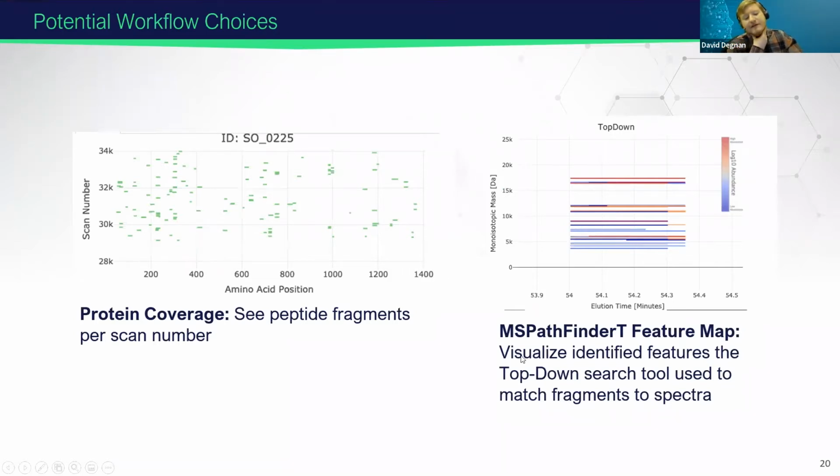And then one of the features that's tightly knit to the top-down tools that we are provided with PSpecteR is the ability to visualize feature maps like from MS Pathfinder. ProMex is one of the algorithms before the actual step where you match each of the identified features to a database. And so in this case, we've got some of these identified features with a log abundance.